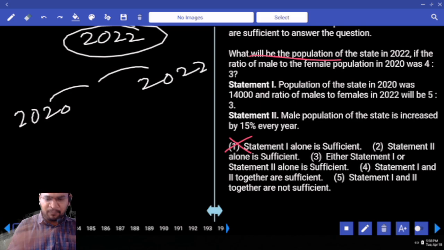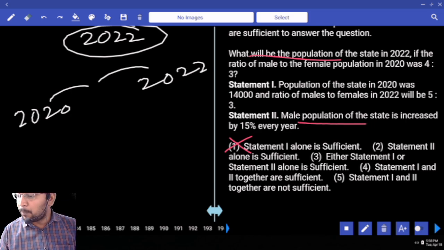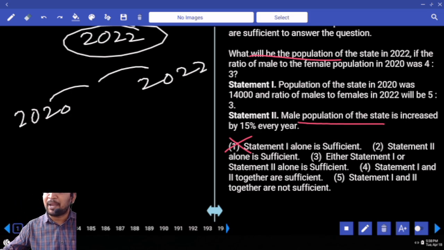Forget about statement 1. Statement 2: male population of the state is increased by 15% every year. Okay, male population increases, no problem. But we don't know about the female population. And by using statement 2 alone, is it possible to say the answer? No. Statement 2 alone is not possible.